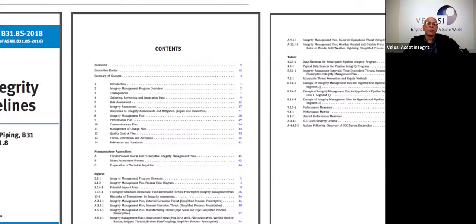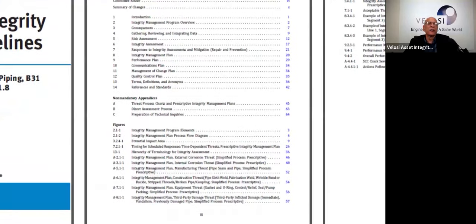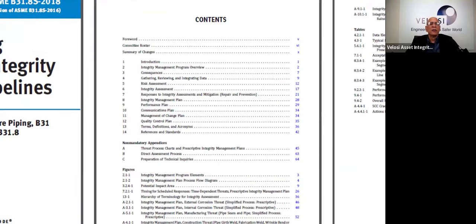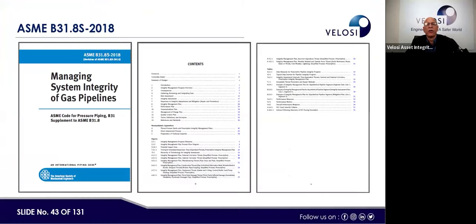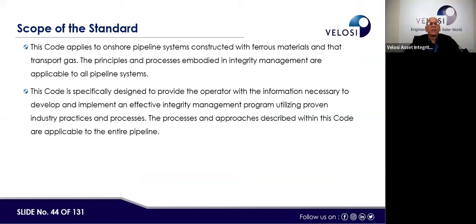Right. So here, if you see, normal aspects like integrity management program overview, consequences, then gathering and reviewing the integrity data, risk assessment, integrity assessment, response to integrity assessment and mitigation, integrity management plan, performance plan, communication plan. So these are various elements what we need to cover under integrity management program, right? So this is the guideline provided by this standard, and this standard is basically applicable to both onshore and offshore pipelines, but mainly for gas carrying pipelines.